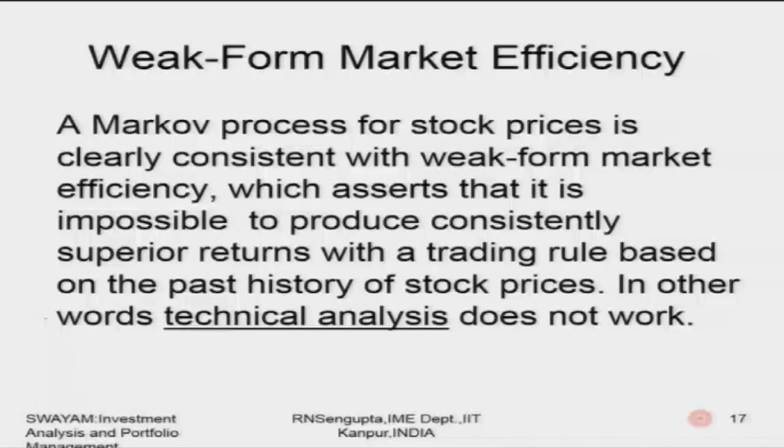Our Markov process for stock prices is clearly consistent with the weak form market efficiency, which asserts that it is impossible to produce consistently superior results with a trading rule based on the past history of the stock, because the reason is very simple. If I am trying to beat the market, that information will be easily available to all the players in the market. So, as the demand and supply change, obviously it will bring the whole system back to equilibrium. Demand high means prices are very high, and people will restrict the supply side, in the sense they will demand a higher price, and then again equilibrium will set in. If the supply is too low, prices fall, and obviously it will be compensated by the corresponding demand and supply.